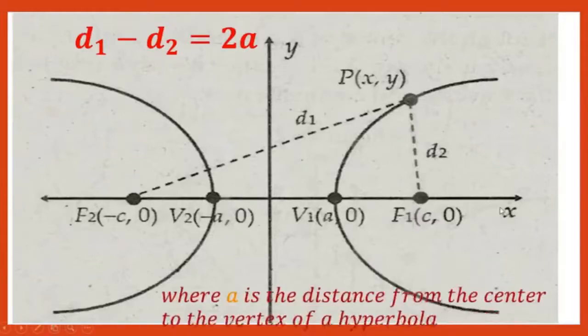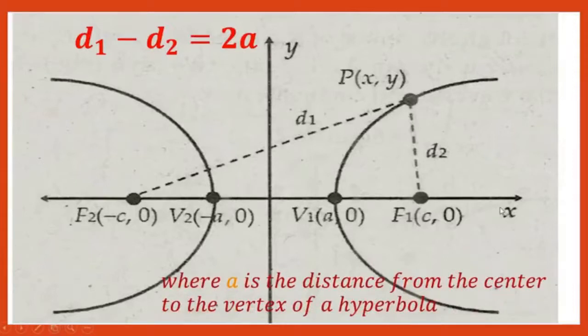Ano ba yung a? Yung a, yun yung distance from the center to the vertex of a hyperbola. So, ganun din yun. A din ang ginagamit natin sa ellipse na notation na yun ay yung distance of the vertex to the center of an ellipse. Dito naman, distance naman ito ng center to the vertex of the hyperbola. So, ibig sabihin, from the center of the hyperbola to one of the vertices, ang sukat nun is A. So, ibig sabihin, from vertex 2 to vertex 1, that is equivalent to 2A. So, that is the constant value.